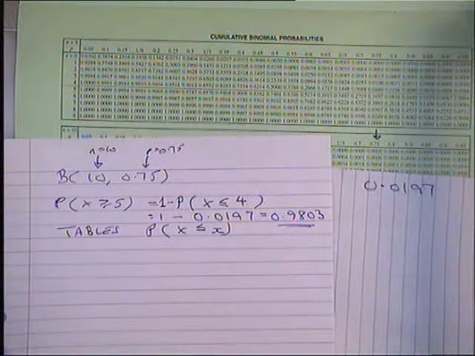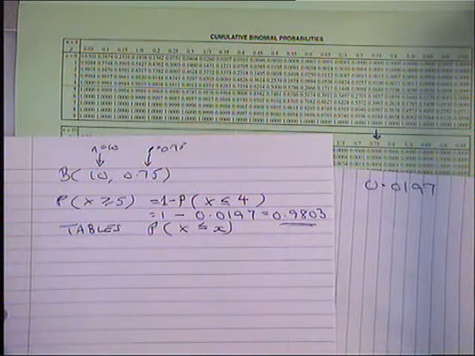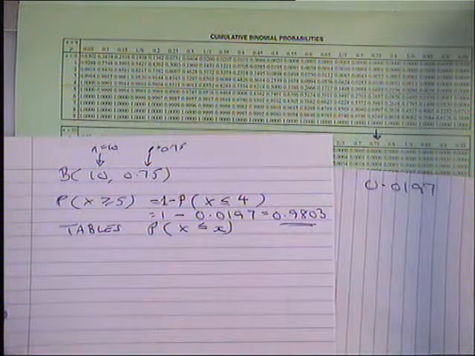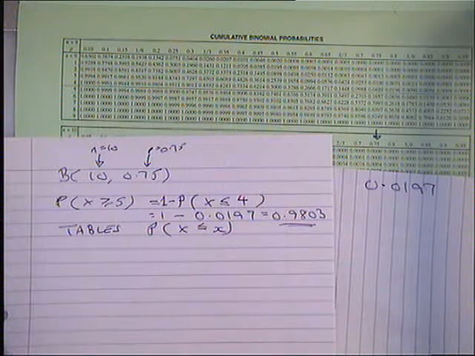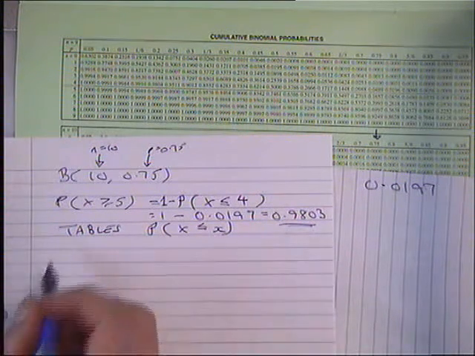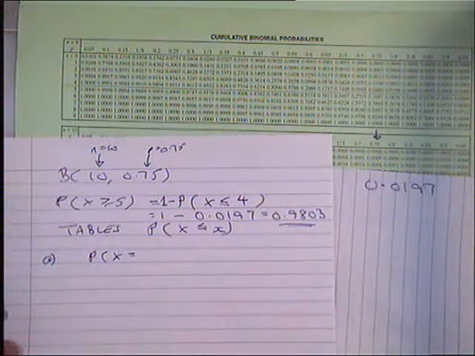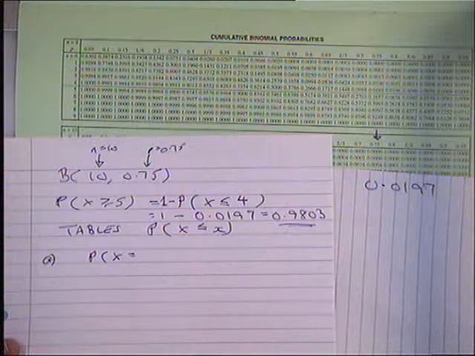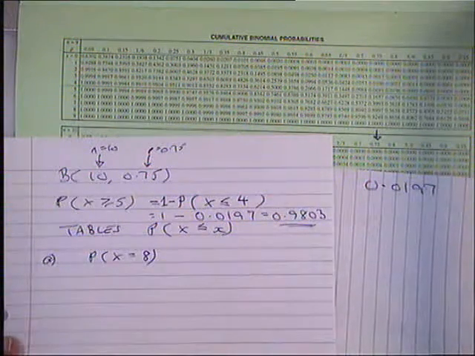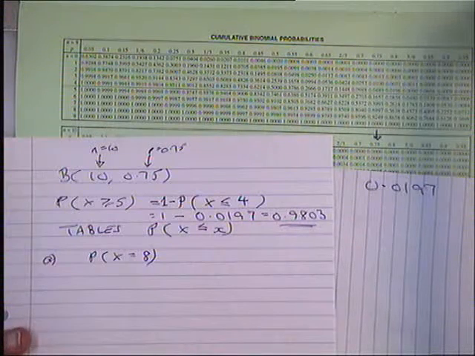So rather than work out on the calculator the probability of 5, 6, 7, 8, 9, 10, and add them all together, you can use these tables. And they do save time. You happy with that bit? Right, in part A, we wanted the probability that x equaled, what was it in part A? X equaled 8 in part A, wasn't it? Okay. You could have used these tables for that as well.